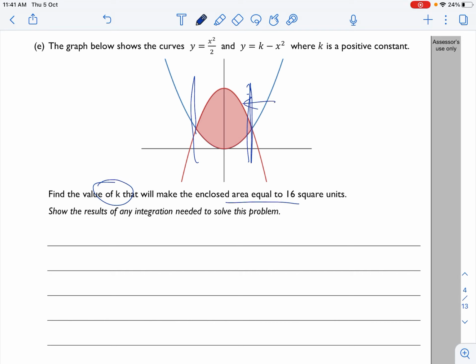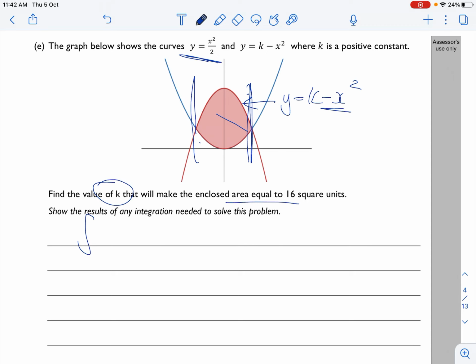So what we're going to do is take the upper cube, which is y equals k minus x squared. And why I know that is because the minus x squared shows me that it's an upside down parabola, whereas this one here is a facing up parabola. And what you could do is find the area under one of them and then take away the area under the other one, or you can just actually do it right from the start.